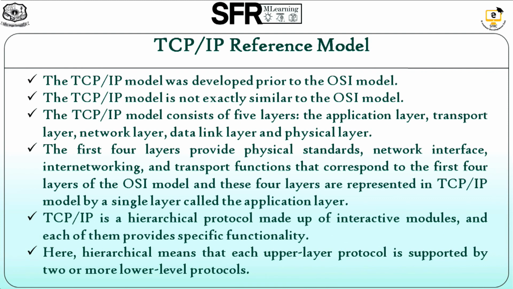The first 4 layers provide physical standards, the network interface, networking and the transport functions that correspond to the first 4 layers of the OSI model, and these 4 layers are represented in the TCP/IP model by a single layer called application layer. The TCP/IP is a hierarchical protocol made up of interactive modules, and each of them provides a specific functionality. Hierarchical means each upper layer protocol is supported by 2 or more lower level protocols.